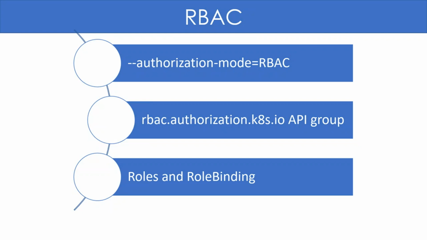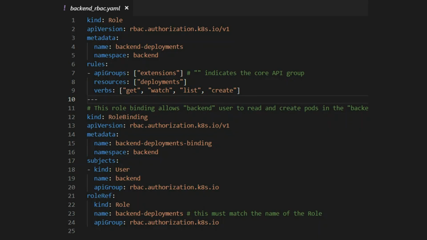RBAC is present in the rbac.authorization.k8s.io API group. There are two fundamental concepts in implementing RBAC: roles and role bindings. Both of these are objects that can be maintained using a YAML file. Let's take a look at a YAML file that creates a role and role binding. This YAML file is part of the RBAC demo that I'll show in the next video.